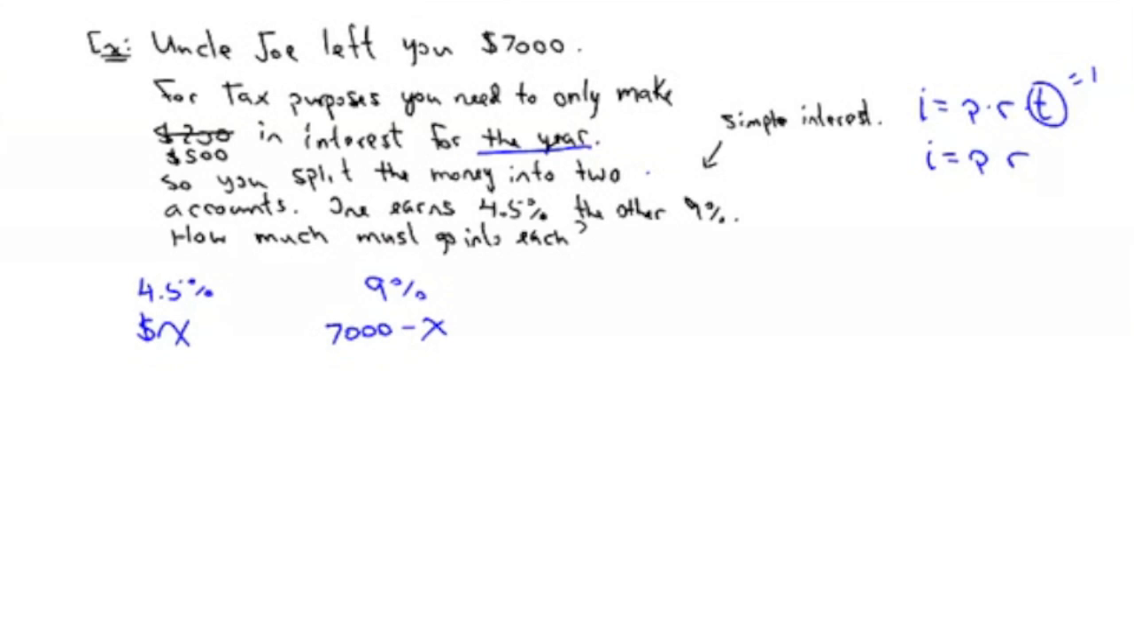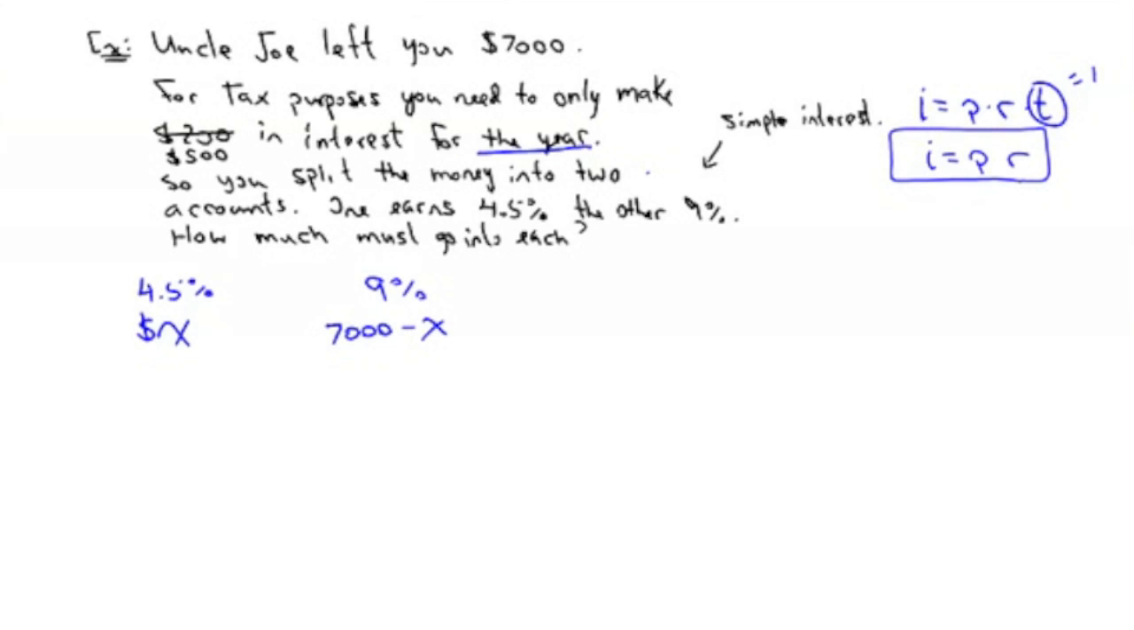Okay, by the way, I'm just curious. Why would he only want $500 of interest? Why not throw all the money at 9%? What kind of tax-related issue would come up if you make too much money? It can put you in a higher tax bracket, and then you lose all the money that you just earned, which is kind of detrimental.